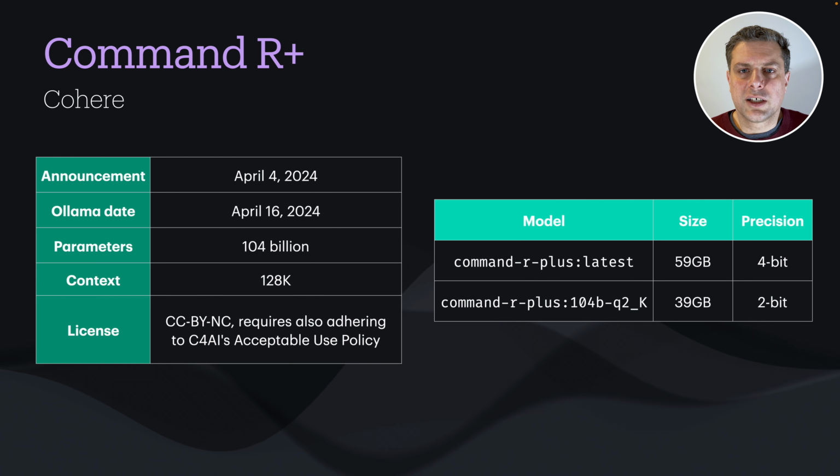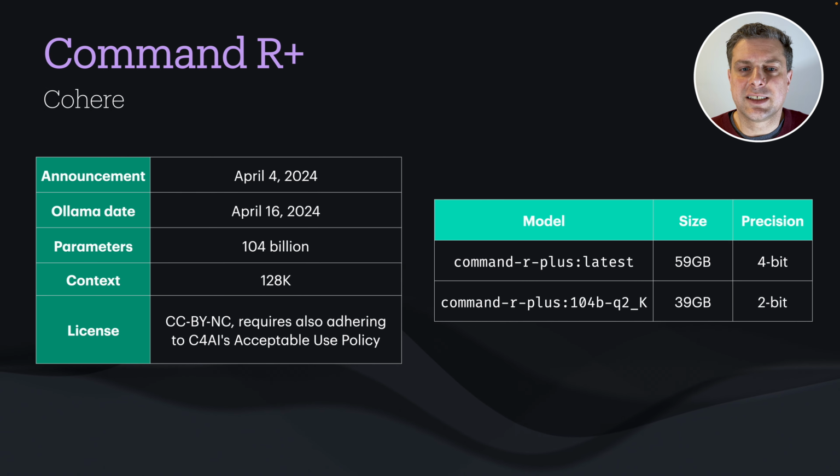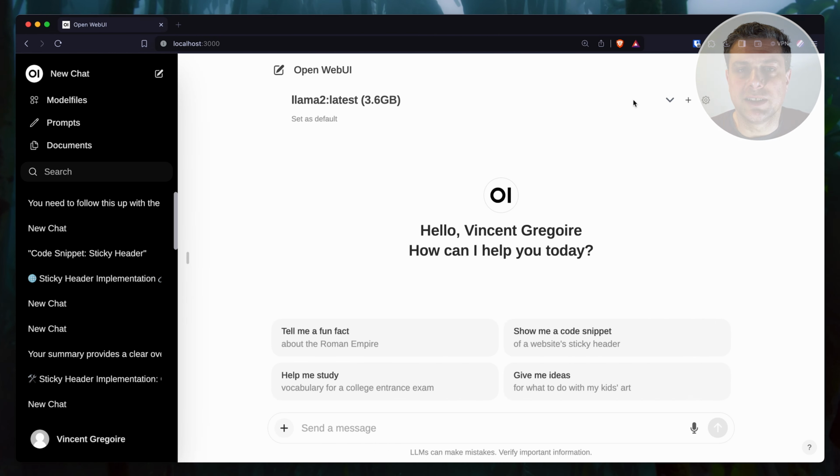Command R Plus was released 2 weeks ago, but it actually only became available on Ollama this week. It has 104 billion parameters and a really large context window. The weights are released under a Creative Commons license, but you also need to adhere to the acceptable use policy.